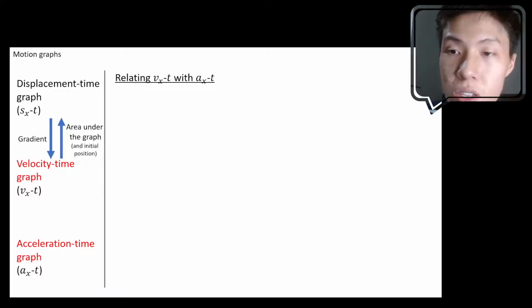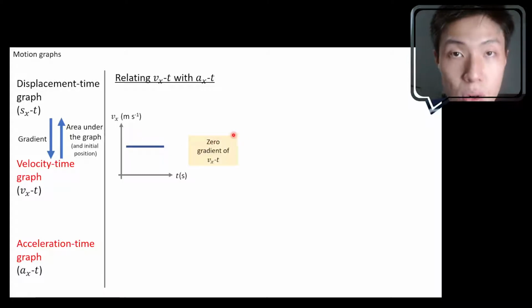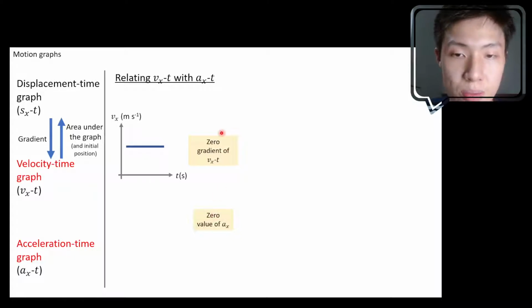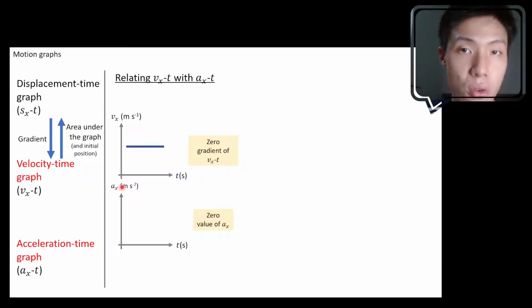Now, let's try to summarize what we have analyzed in the previous video. If we happen to have a velocity time graph like this, a horizontal line, we know that it has a zero gradient because it's flat. Zero gradient means zero value of acceleration. Thus, you should see zero for your acceleration over here.